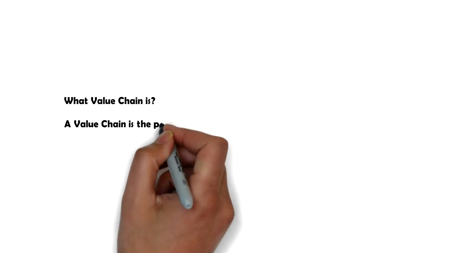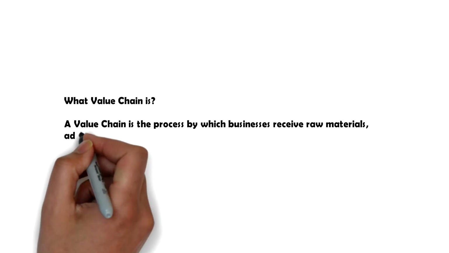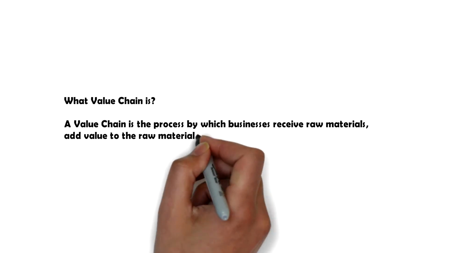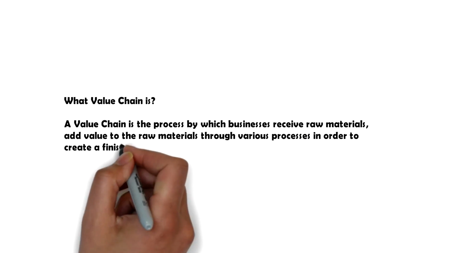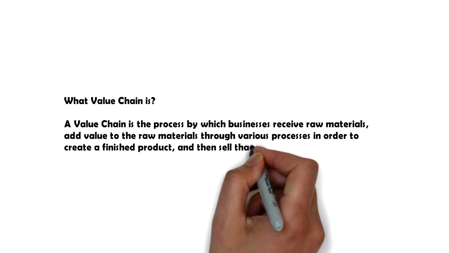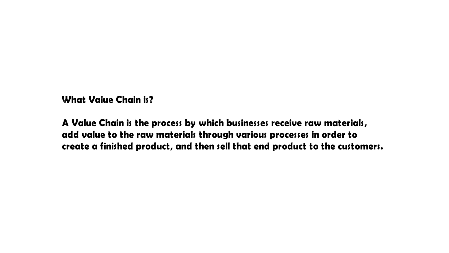Now let's understand what exactly value chain means. A value chain is the process by which businesses receive raw materials, add value to the raw materials through various processes in order to create a finished product, and then sell that end product to the customers. Companies conduct value chain analysis by looking at every production step required to create a product and identifying ways to increase the efficiency of the chain. The overall goal is to deliver maximum value for the least possible total cost and create a competitive advantage.